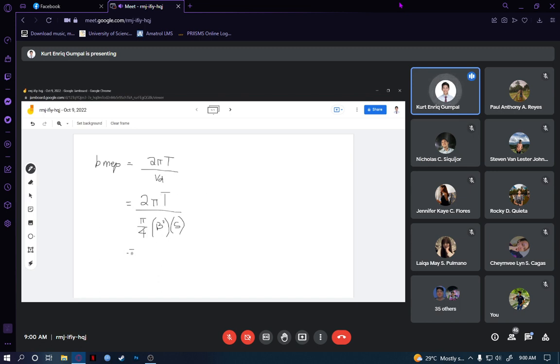Pwede ra pud siya nga ingani ang formula. Your BMEP, kung gusto ka i-simplify na siya, cancel your pi, that is 8T divided by your B squared S. Or, pwede po na siya 2 pi T equivalent to area S. Okay? These are different derivations of your formula for your BMEP.